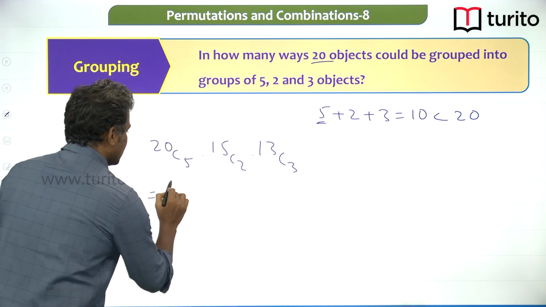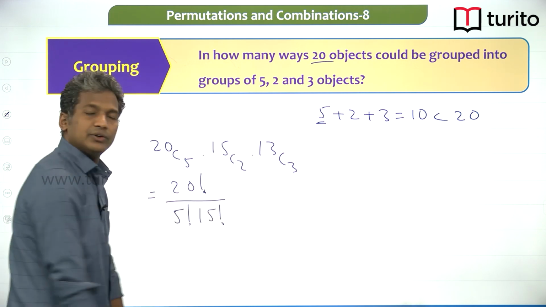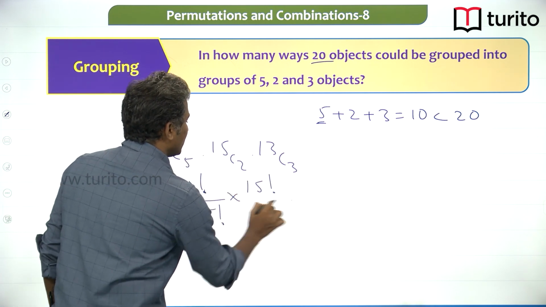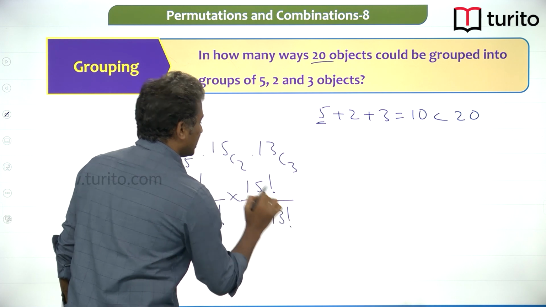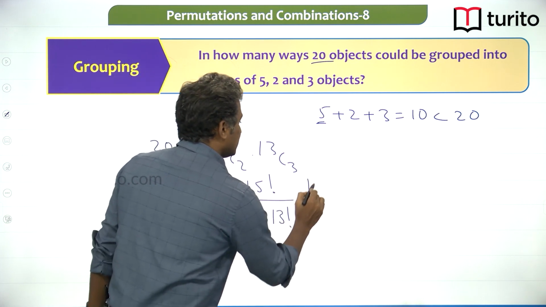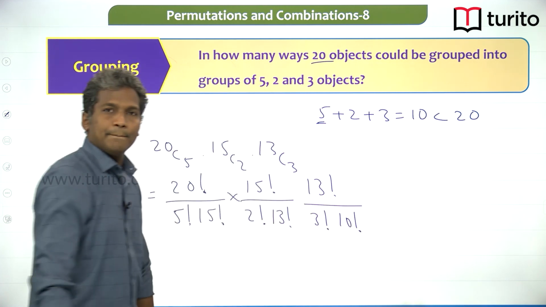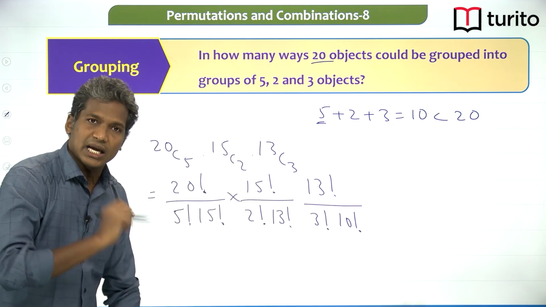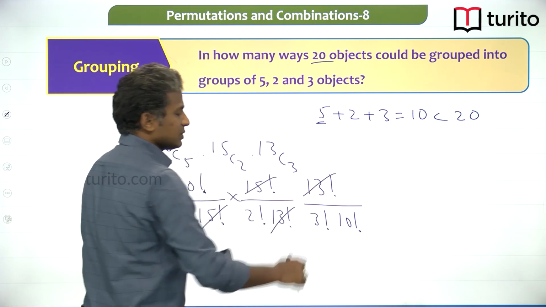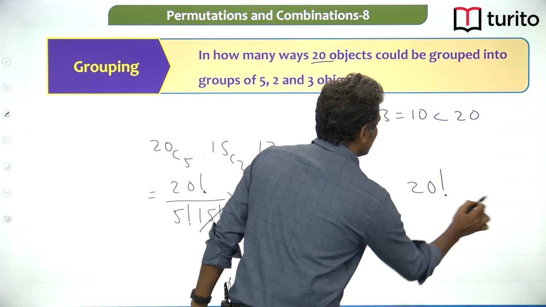20C5 can be written as 20 factorial divided by 5 factorial into 15 factorial, and 15C2 can be written as 15 factorial by 2 factorial into 13 factorial, right? Similarly, 13C3 can be written as 13 factorial by 3 factorial into 10 factorial. Now see if there are any terms which are getting cancelled. 15 factorial is getting cancelled and 13 factorial is also getting cancelled. Now what are the remaining terms? In the numerator we have the total factorial.